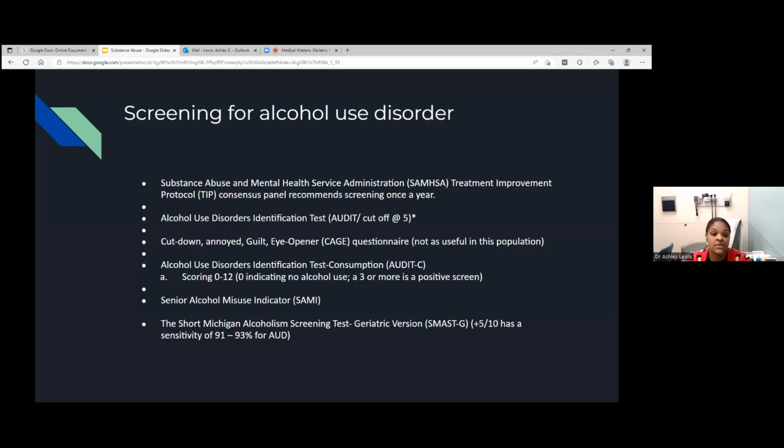You also have the Senior Alcohol Misuse Indicator and the Short Michigan Alcoholism Screening Test, geriatric version. So all of the screening tests on this slide, the intention is just to screen for frequency and amount. So it's how much are you drinking? Have you tried to cut down on your drinking or substance use and been unable to? So it's just trying to see if other screening tools should be used at this point.